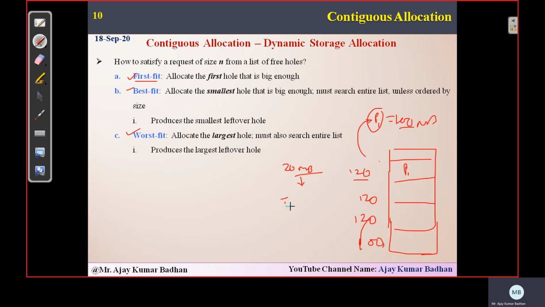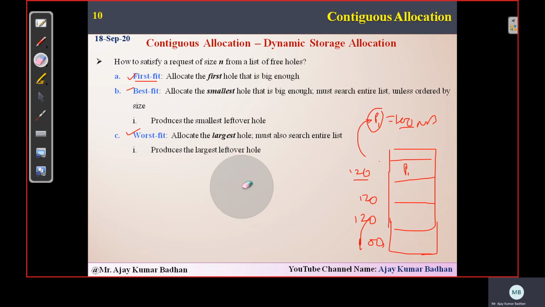This is what we call internal fragmentation. It means the process requires only 100 MB, but you are giving it 120 MB. So the remaining 20 MB is wasted because the process is not utilizing it. That comes under internal fragmentation. Remember this; we'll come across it in the coming slides.